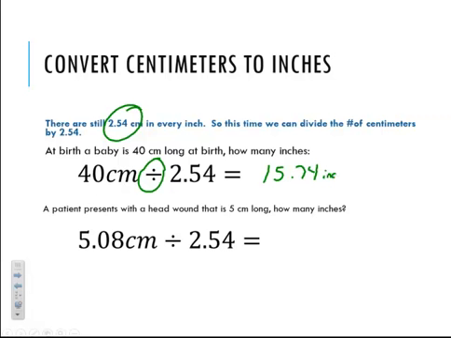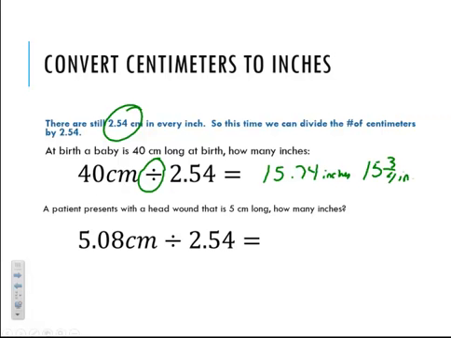15.74 inches. Well, 0.74 of an inch isn't really something we would see on a ruler, but you can recognize that 0.75 is right near 75, which would be 3/4 of an inch. So the baby's 15 3/4 inches.